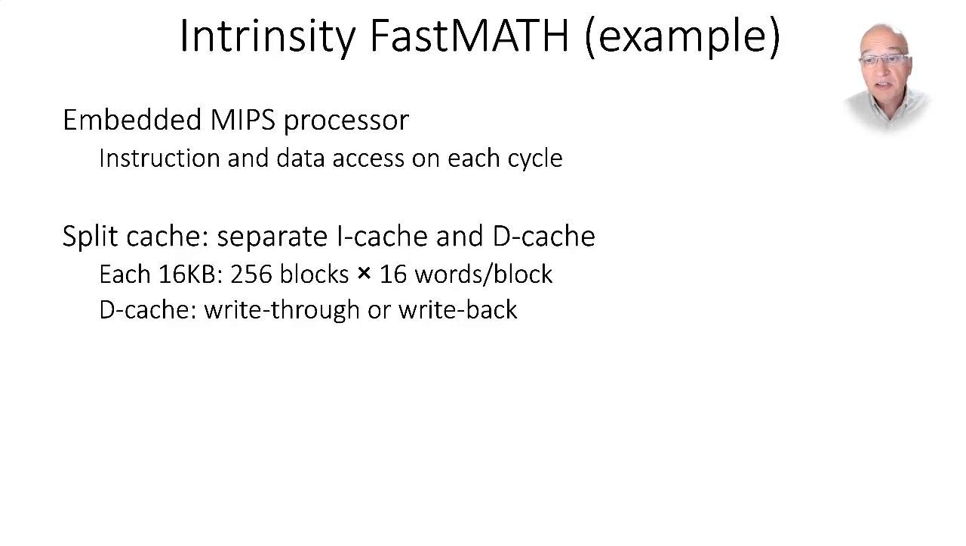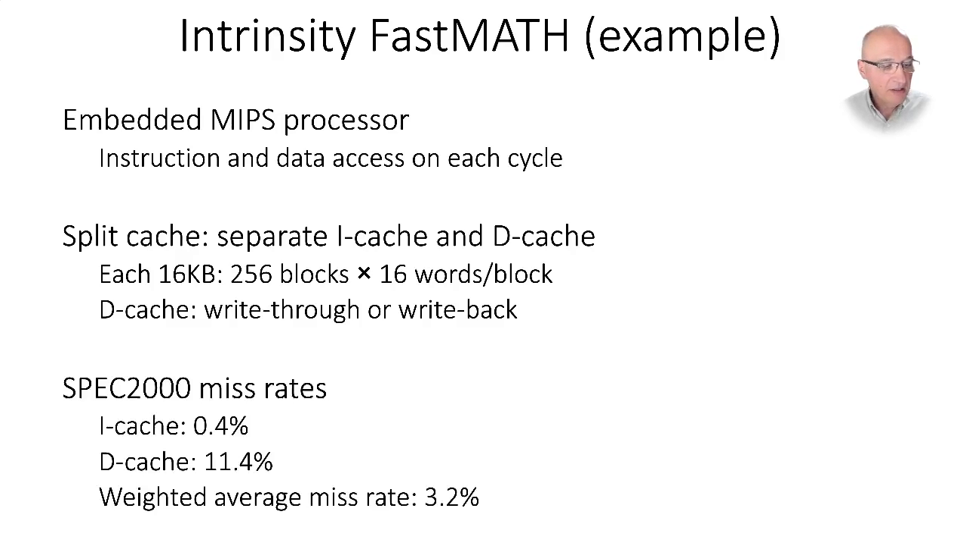The Dcache can be configured as write through or write back. On SPEC 2000, the miss rate would be 0.4% for the iCache and 11.4% for the Dcache. It's very common that the Dcache has a higher miss rate than the iCache, because access to the data is not as contiguous and doesn't have as high locality as access to the instructions. The weighted average miss rate for this cache is 3.2%.